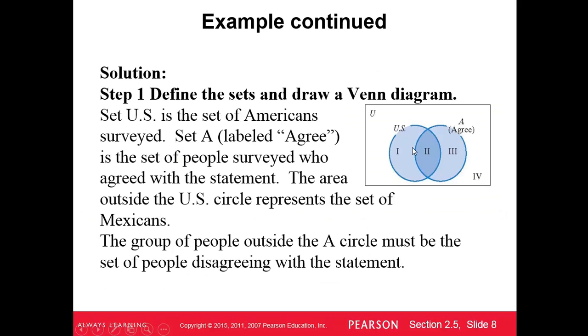So first we're going to draw and label. The sets we're dealing with here are the set of Americans, and then we have a set of agreed. And then the people outside the U.S. circle would be Mexicans, and of course if they fell in here they'd be agreeing, and if they fell outside the whole circle they'd be disagreeing.